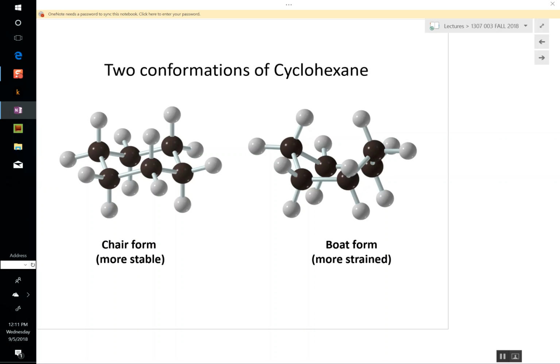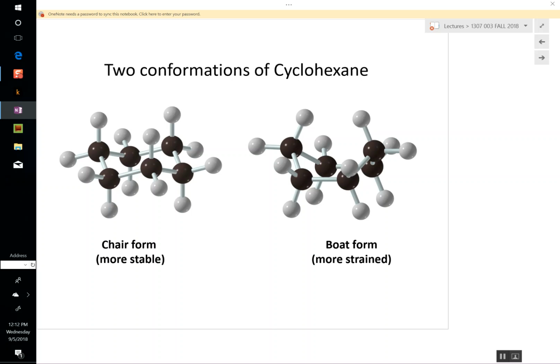It's more strained. Why? Well, you can see these carbons and these hydrogens are getting bunched up, strained. The other conformation is, think of one of these bending downward and that one bending upward. And we have the chair form. I haven't changed the structure of cyclohexane. It has just changed its conformation.